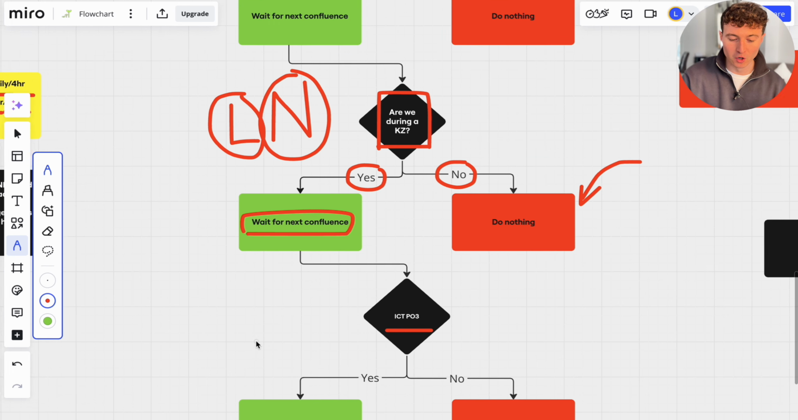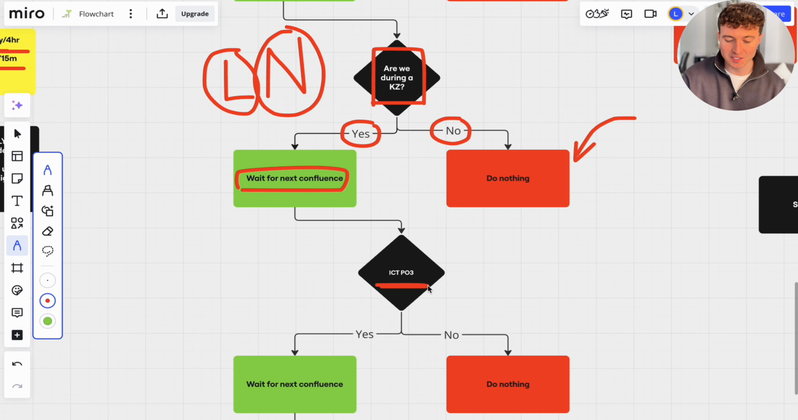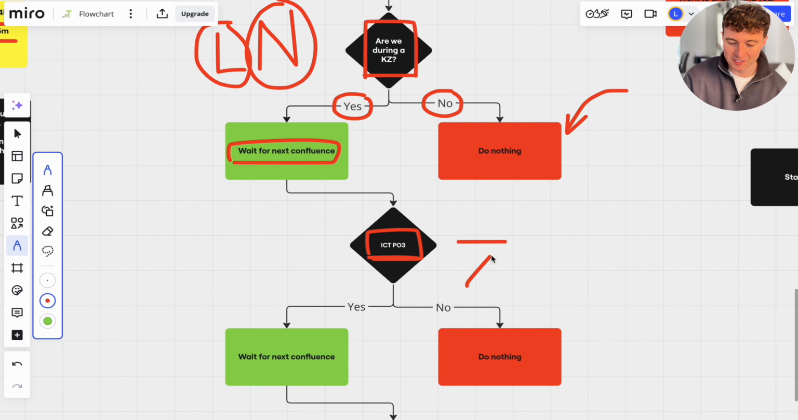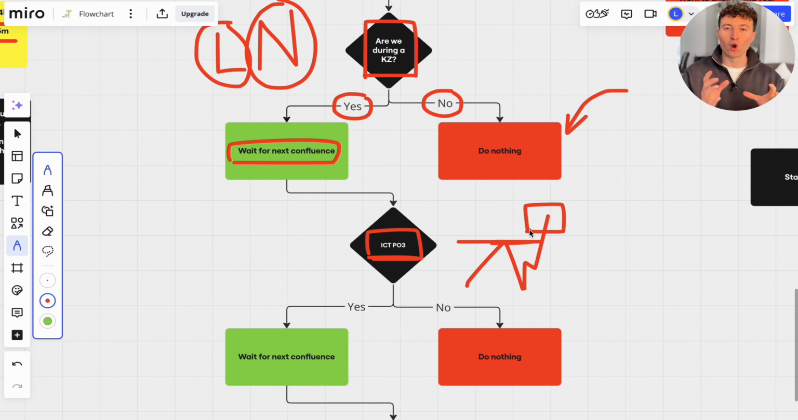Okay, so step number 3 is the ICT power of 3. And simply put, let's just say that this right here is the Asia session high. What we're going to be looking for is a run of buy-side liquidity. This right here is what we call the ICT power of 3. And again, once we've seen the ICT power of 3, we can start looking for a potential trade. But just seeing the ICT power of 3 alone is not enough to execute a trade within the market. If the answer is no and we haven't seen an ICT power of 3, again, we do absolutely nothing.